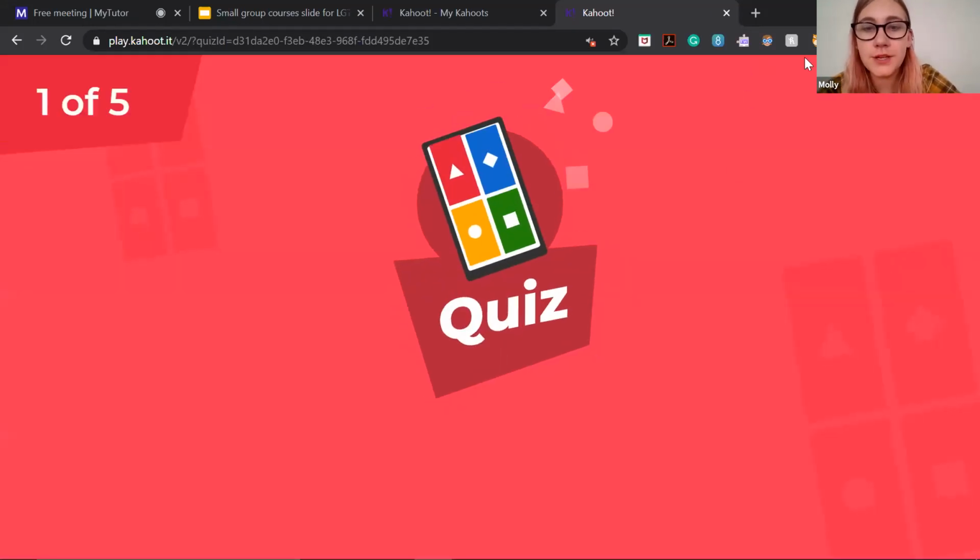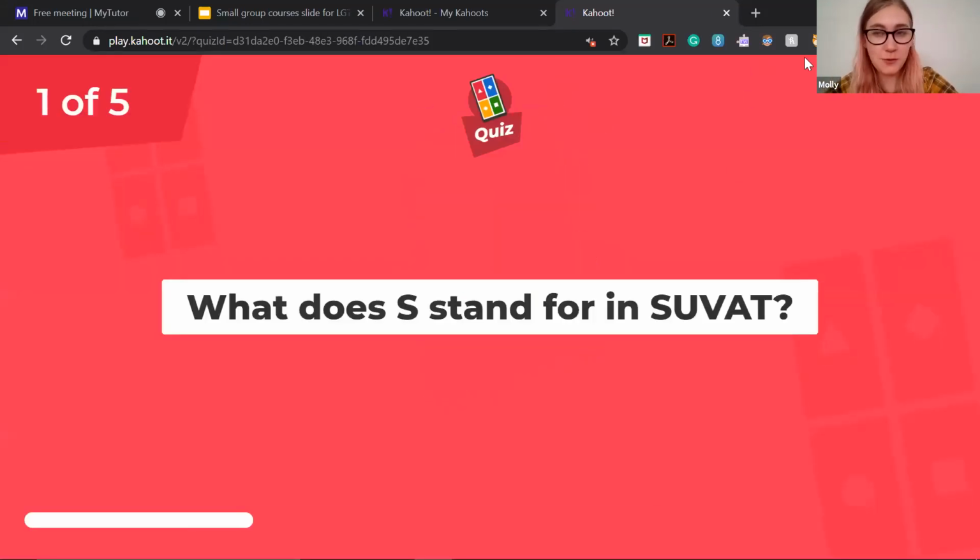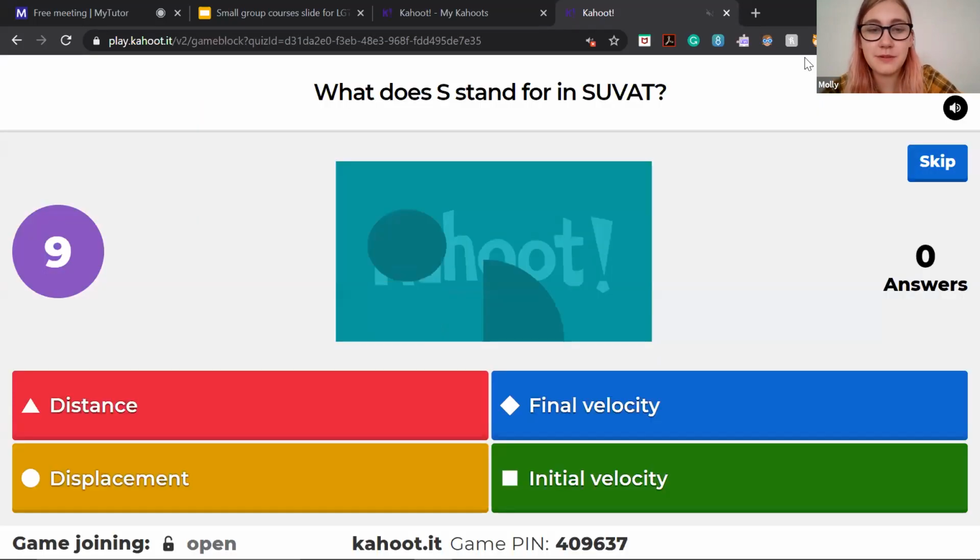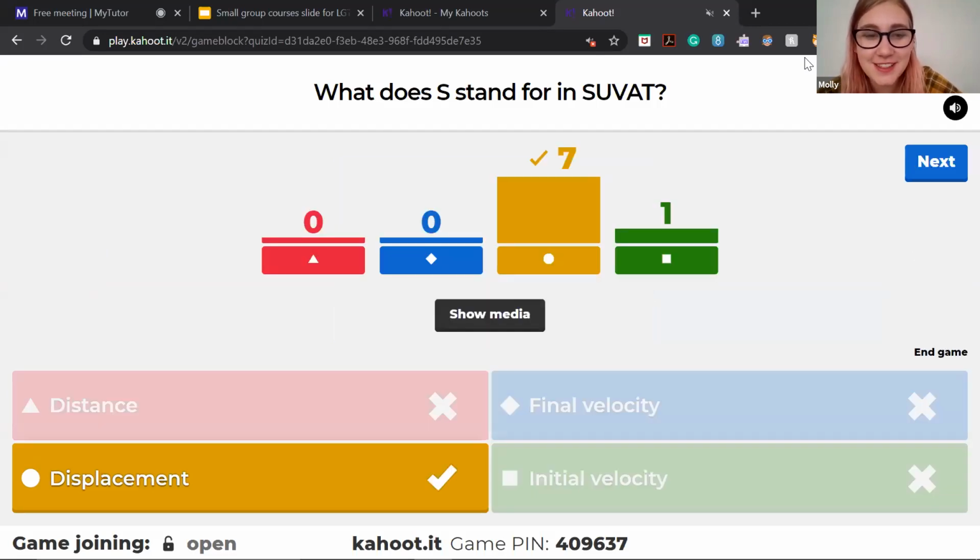So, first question, what does the S stand for in SUVAT? So when we fill that in, what is that? Now be quite careful, there's a kind of tricky one in there. Oh, look at that. Well done, guys. Perfect. Yeah, it's the displacement. I wondered if anybody would put distance, but nobody did. Displacement, because it can be negative. Awesome.